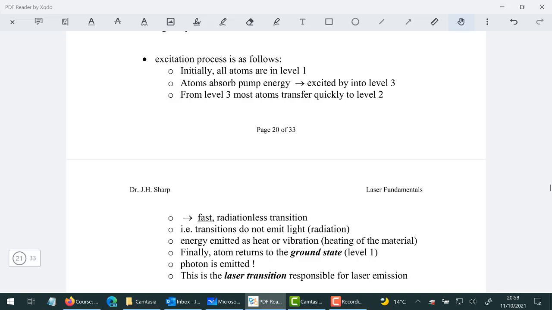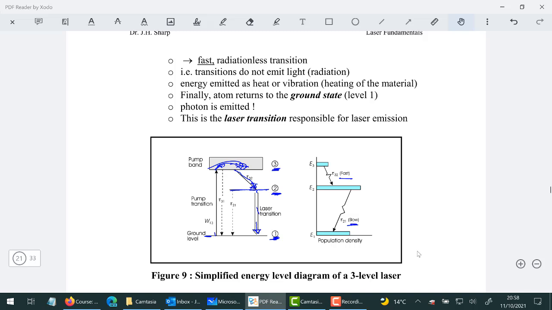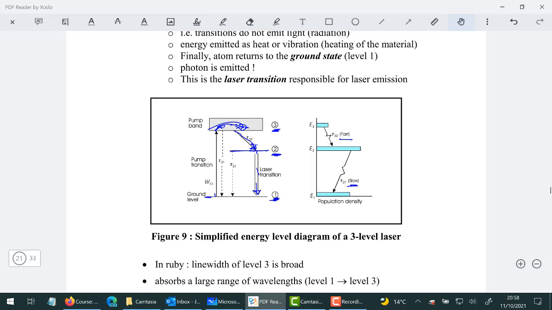Okay. So initially all the atoms will be in level 1. The pump excites them into level 3, and from level 3 they go down into level 2 as quickly as possible. That should be a fast radiationless transition, which doesn't emit light. And then finally the atoms fall back down into the ground state and we get our photon emission. So that laser transition going from 2 to 1 is the one which gives us the laser output.